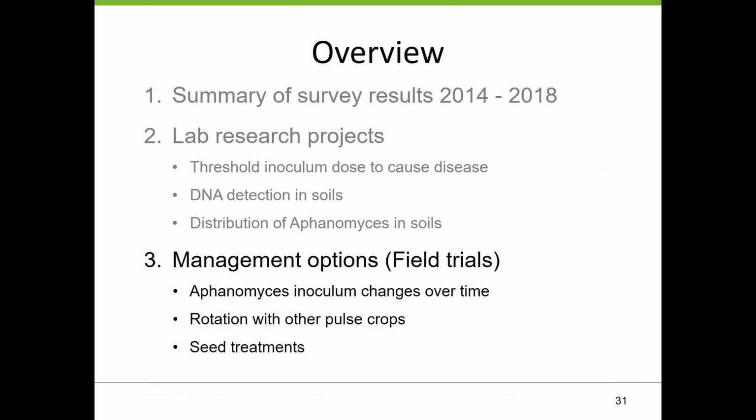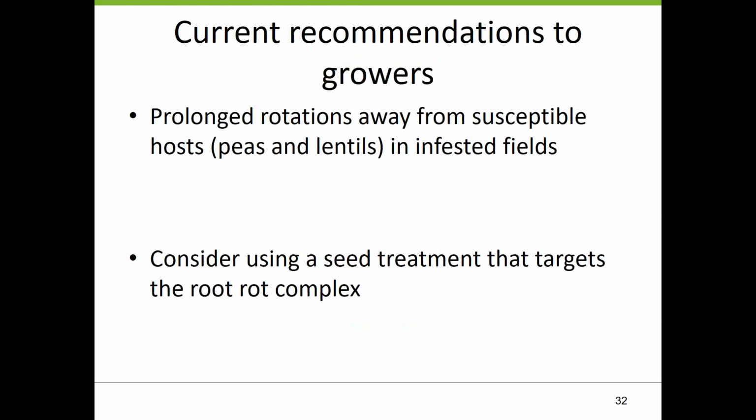So the last section I'm going to talk about here is management options, and again, kind of framing those with some of the field trials that we have been doing over the past number of years. So again, continuing with this idea of what are our current recommendations to growers. In addition to avoiding infested fields, the other thing that we suggest is a prolonged rotation away from susceptible hosts. And this includes peas and lentils in infested fields. And then also consider using a seed treatment that targets the root rot complex. And we just discussed that a little bit in relation to Fusarium.